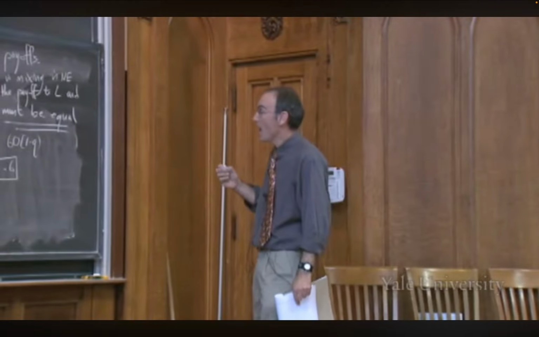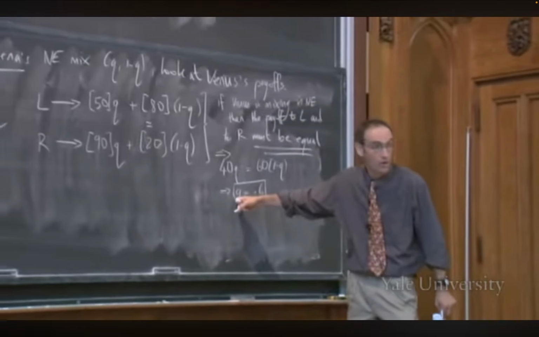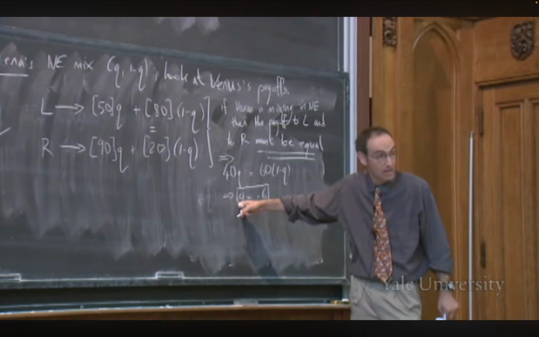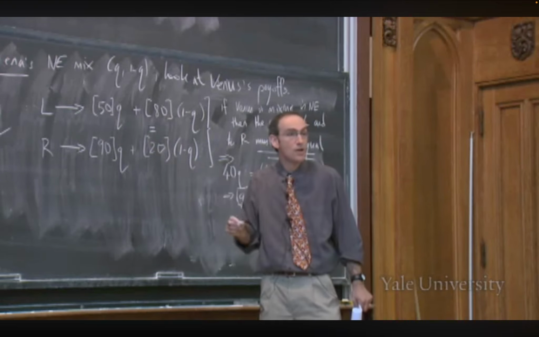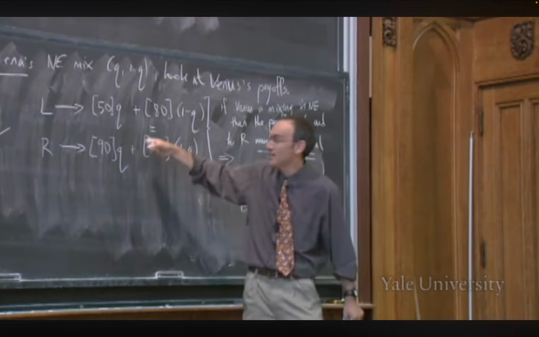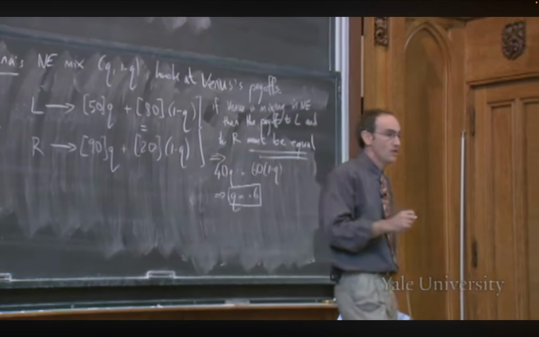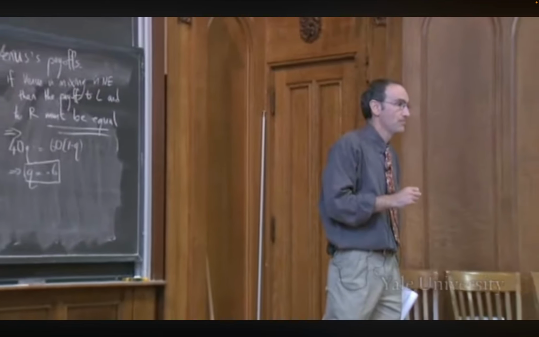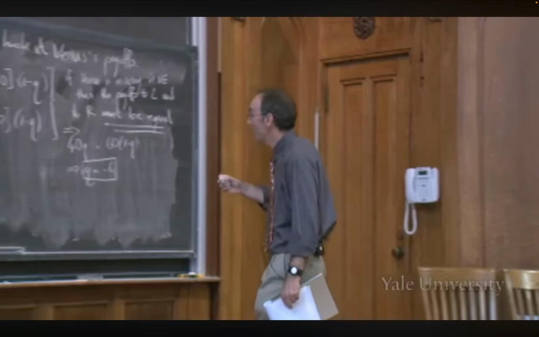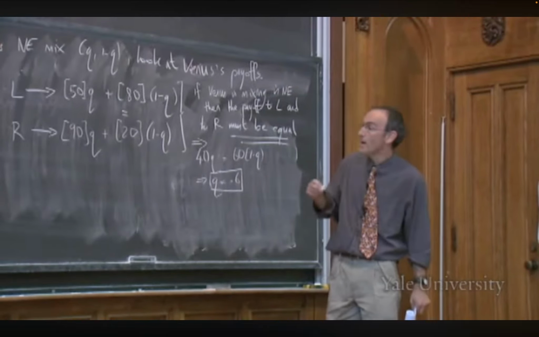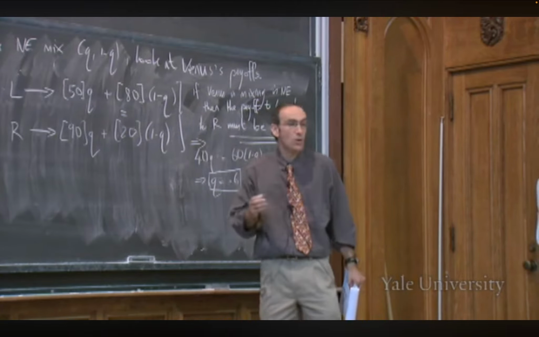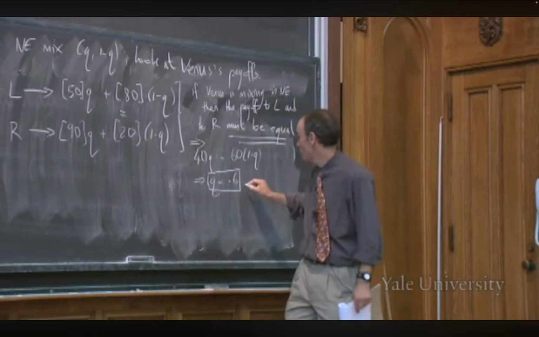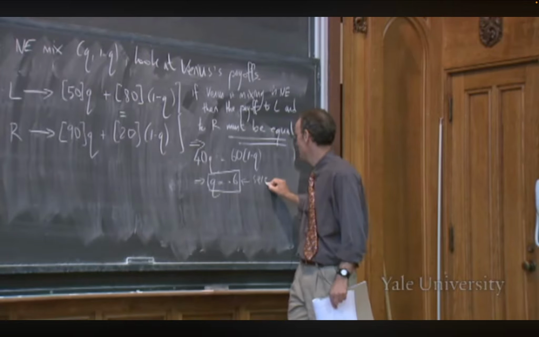So what was the trick here? The trick was I found q, which is how Serena is mixing, by looking at Venus's payoffs, knowing that Venus is mixing, and hence I can set Venus's payoffs equal to one another. Say it again: I found the way in which Serena is mixing by knowing that if Venus is mixing, her expected payoffs must be equal, and I solved out for Serena's mix. This is Serena's mix.